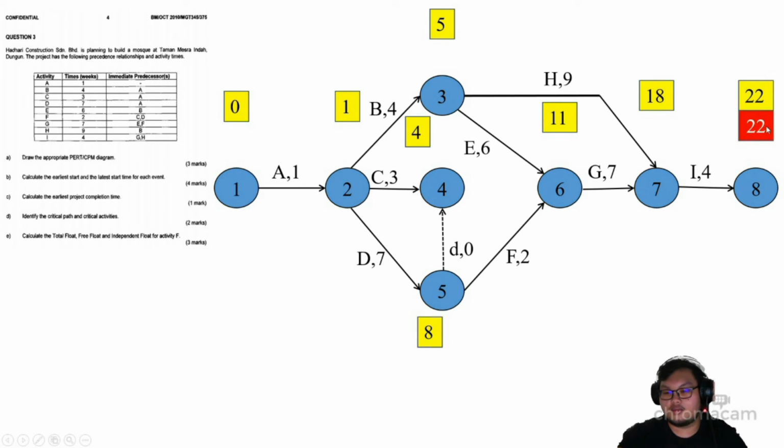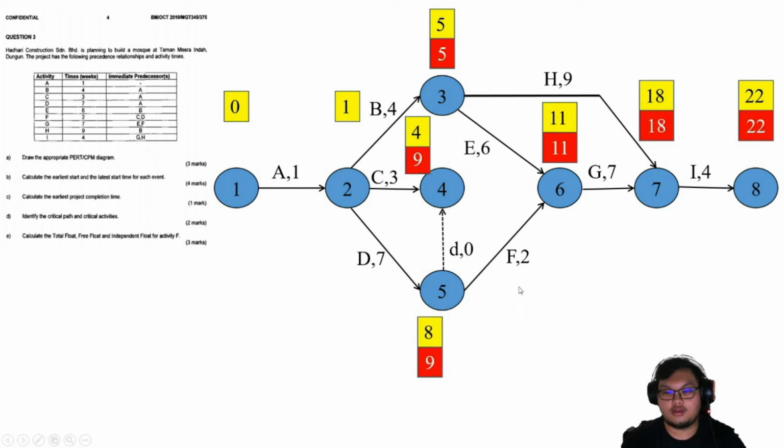For LET, 22 minus 4 is 18, minus 7 we have 11, 18 minus 9 equal to 9, and 11 minus 6 equal to 5. So we will take the smallest one, 5 here, and then 11 minus 2 is 9. 9 minus the 0 is 9.